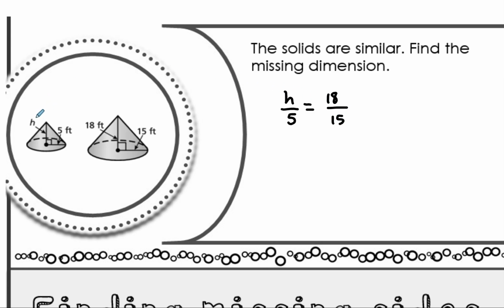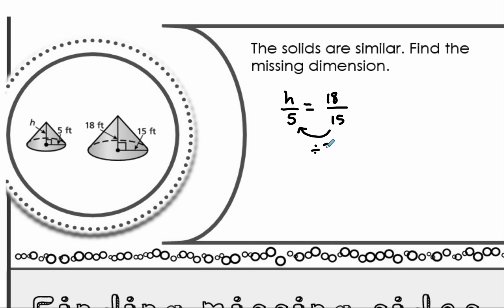I put my height on the top, h and 18 are the height of the cones. And then I put the radius on the bottom, 5 and 15. Okay, so you can look for multiplication and division patterns, or you can do cross products. We've looked at lots of different ways to solve proportions this year, so it's really whatever you prefer. On this one, I always like to look to see if I see multiplication patterns to start on a proportion, and on this one I do. It's really a division pattern.